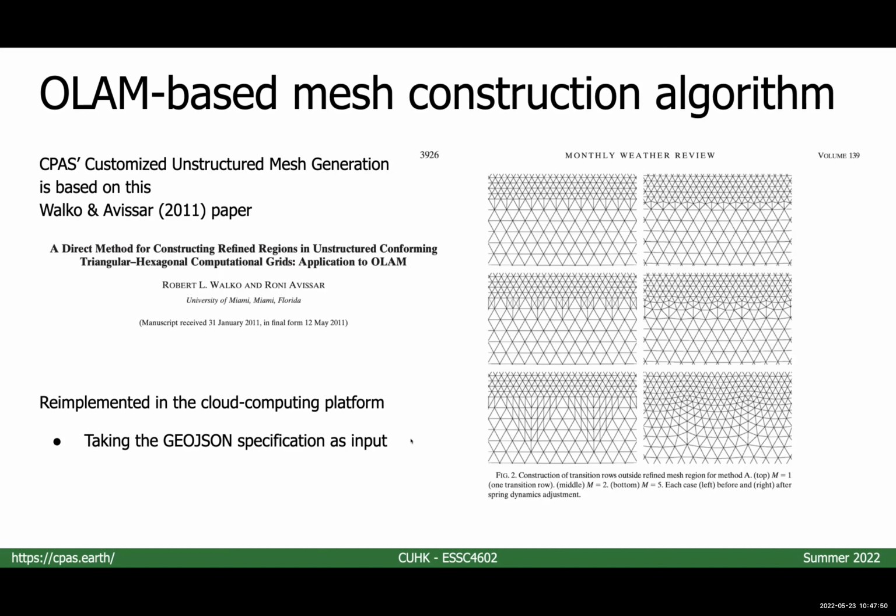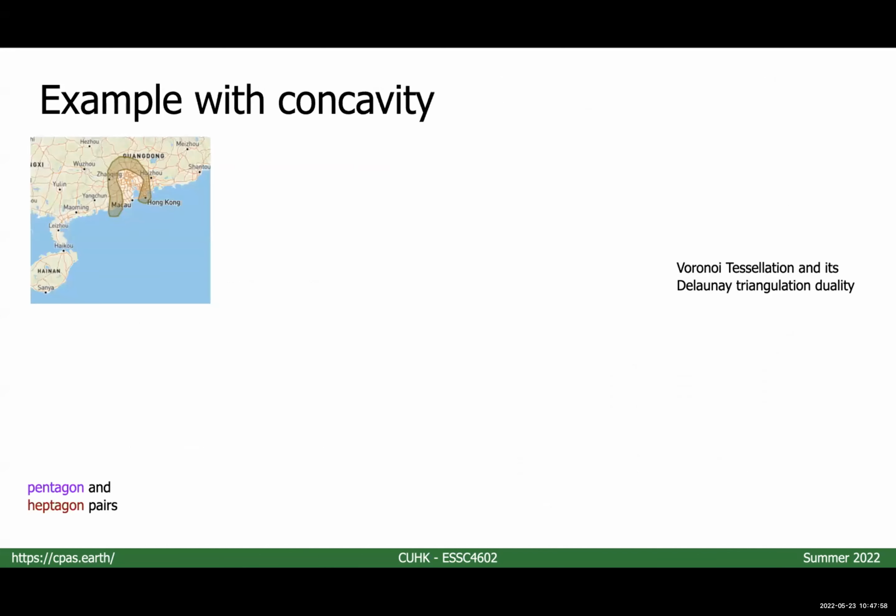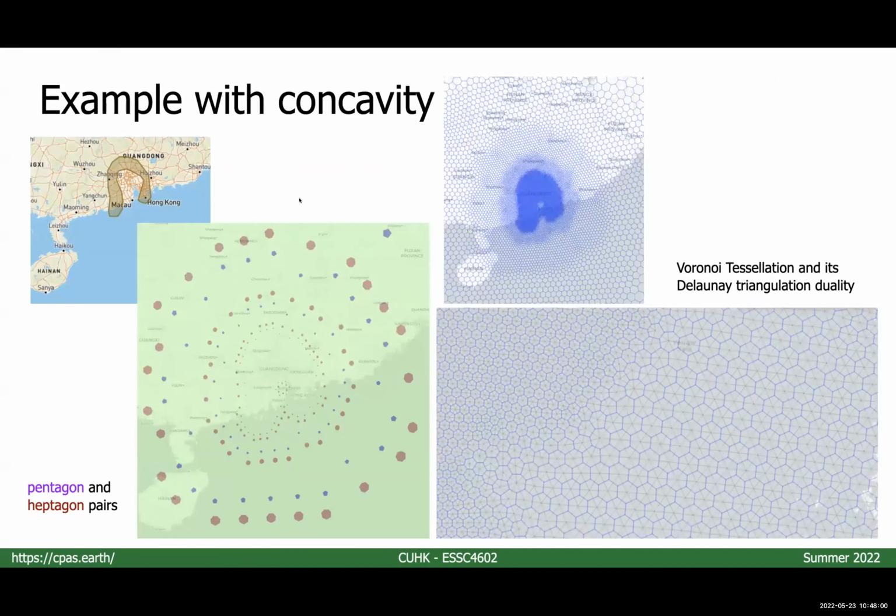So this is the basic idea, and the algorithm is implemented, and the software can be run on the cloud computing platform. And this is an example showing what it can do. So if you have already had this experience, but for this extreme case, you draw an absurd shape which has a concavity, then the result is that it can also generate a mesh.